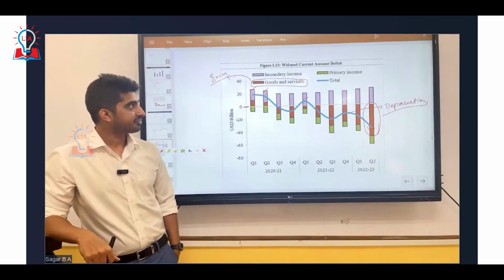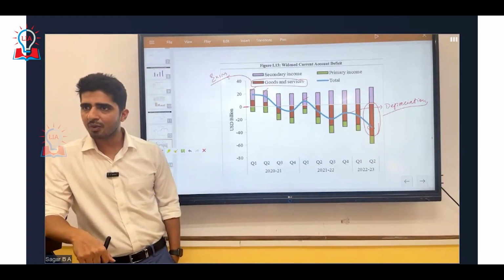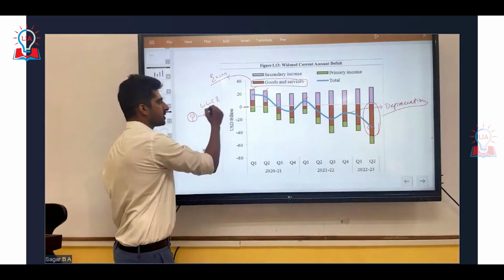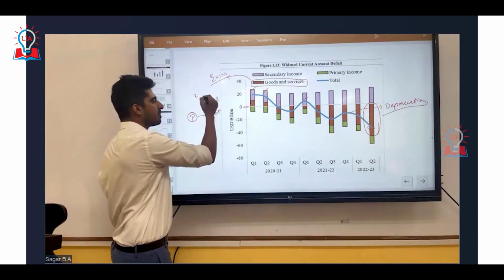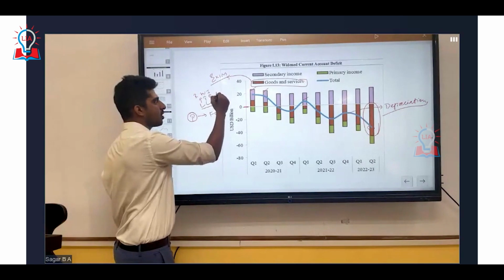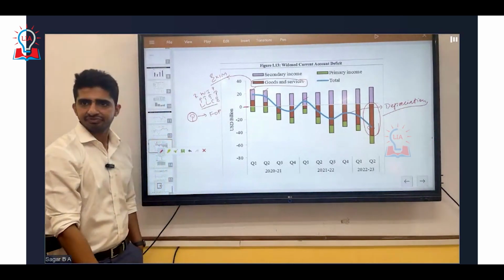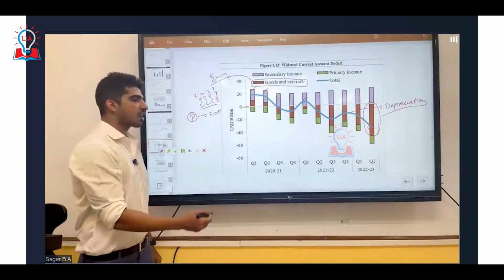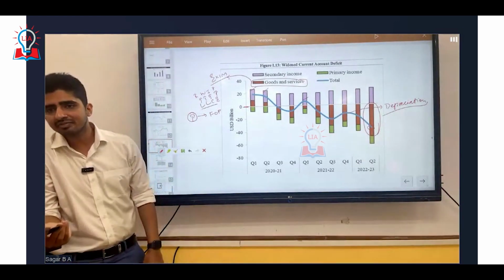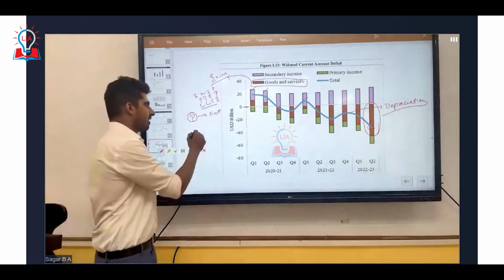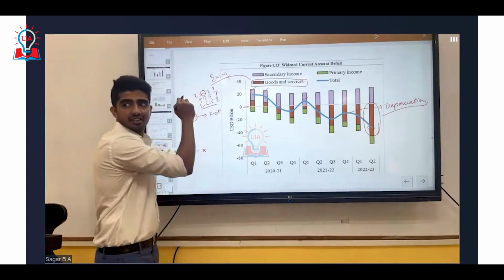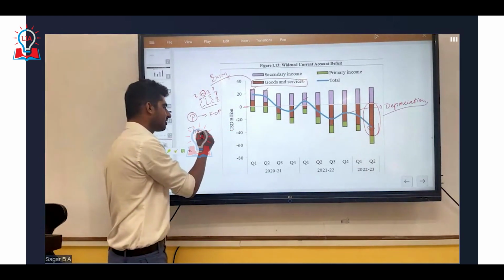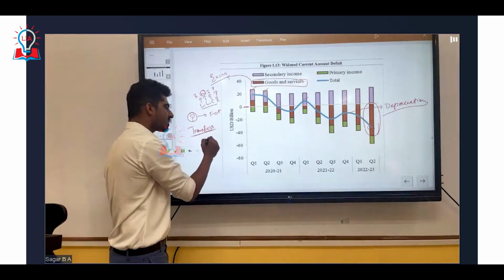Next. Primary income, secondary income, do you remember? What is primary income? Income from factors of production. Land, labor, capital, entrepreneurship. What do you earn from land? Rent. Labor, wages. Capital, interest. Entrepreneurship, profits. Whatever you earn from these things, we call it primary income. How else do we earn? Remittance. Now that is transfers. What are transfers which you get for free?